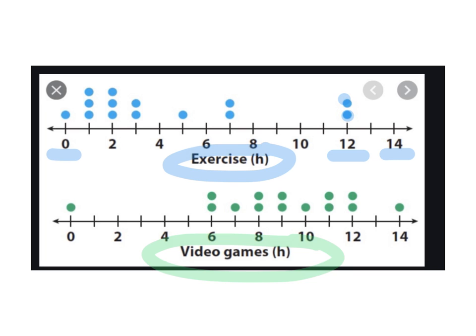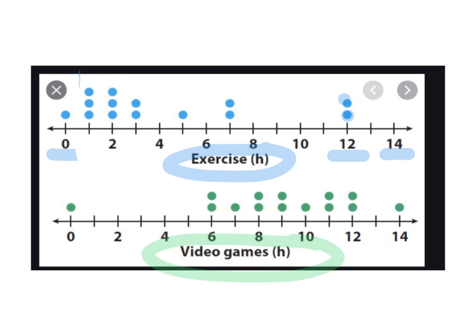The next thing we can look for is our mode, what comes up the most often. Well, which dots are stacked the highest? We see that we have 1 and 2. So those are both the modes for the exercise. It comes up the most often.